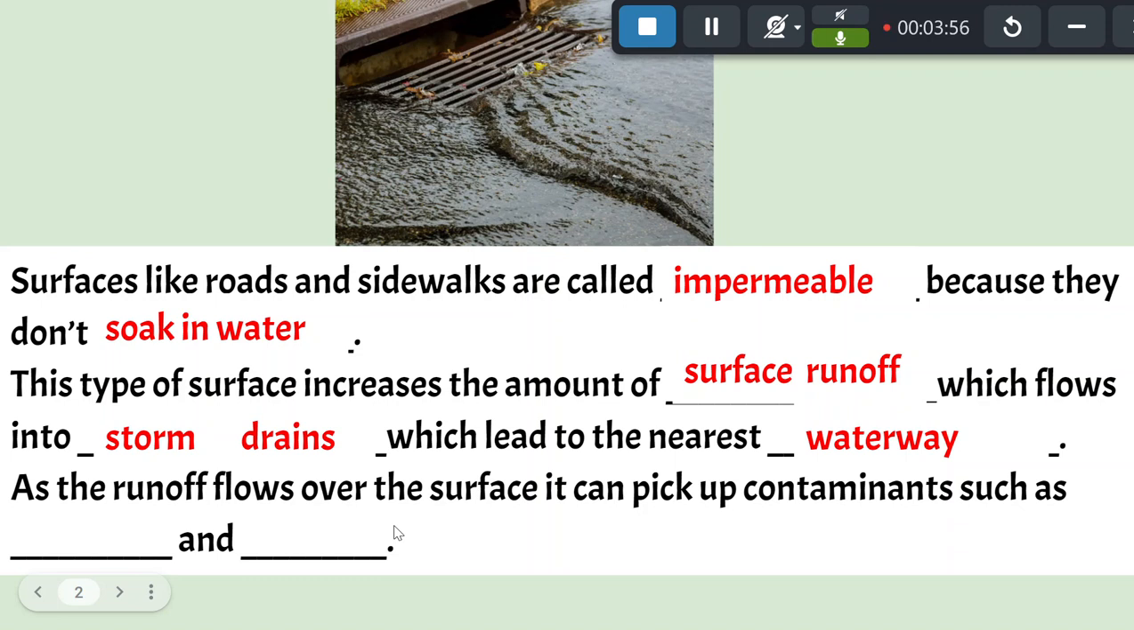So if you're thinking about words that you might fill in here, you're probably right. Our examples that we have written are car oil and road salt, but it's also going to pick up trash, animal waste. It's going to pick up little bits of fertilizer. So lots and lots of things that are somehow on these impermeable surfaces that get caught up in the water.